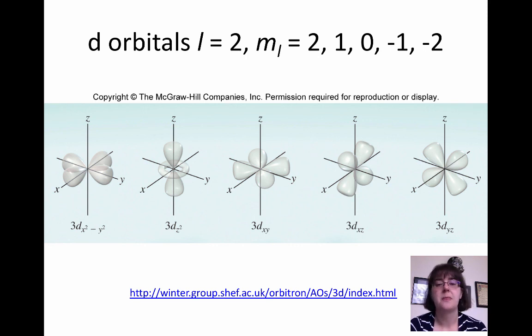So this hopefully gives you a better idea of m sub L, how it relates to L, how you can find it, and what it is. It is that quantum number that's going to give you an orientation in space.